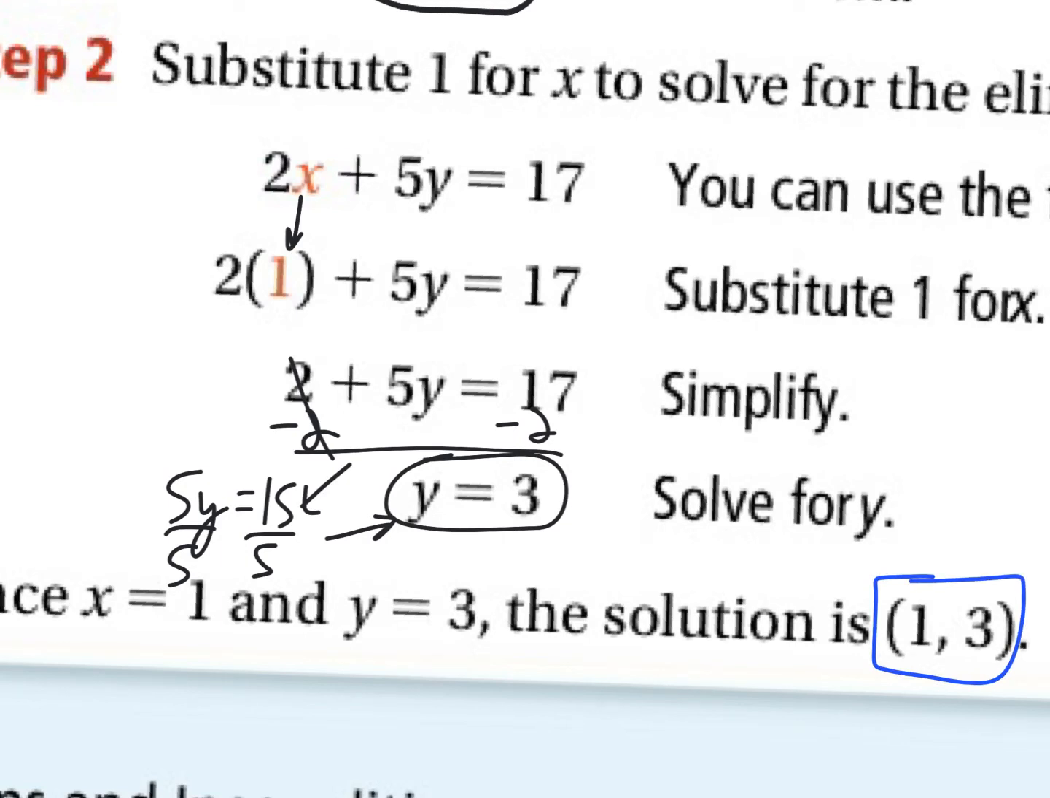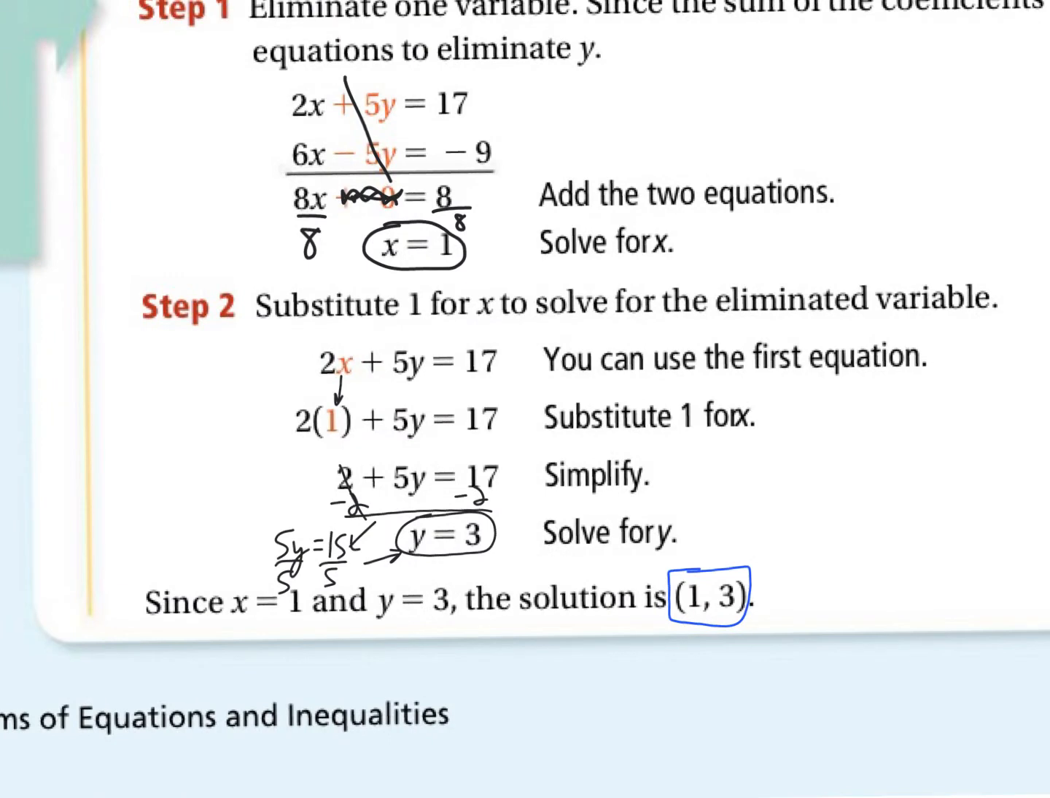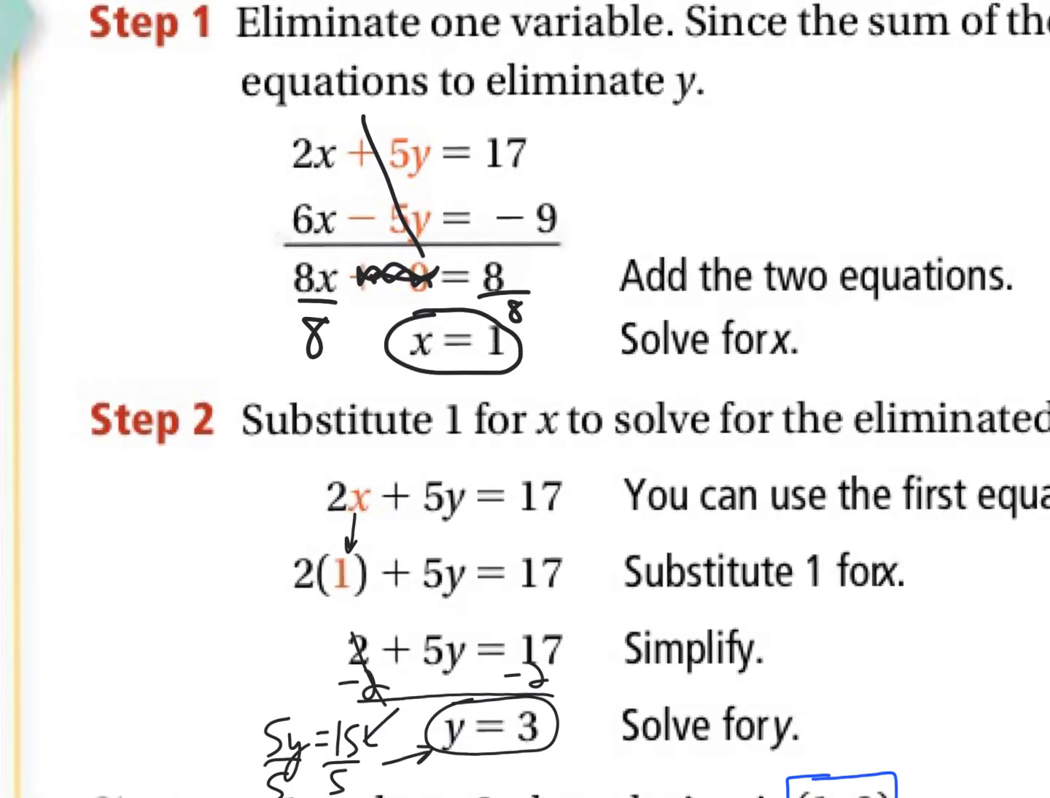If we graph these lines, they would intersect at (1, 3), or maybe there's some kind of real life meaning behind what x and y represent. But again, this is the simplest of the problem types that we're going to look at. If you have opposites, go ahead and add those together, and that will eliminate that variable. Then you'll be able to figure out one of the variables, and then you can substitute to find the other one.